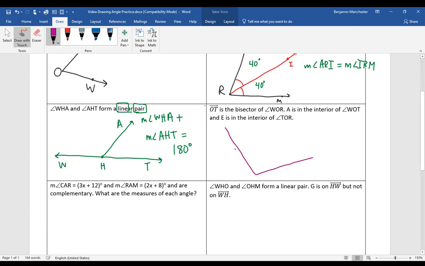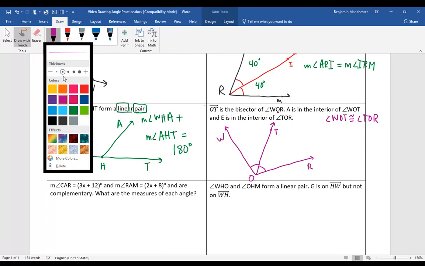So here is angle WOR. O is at the vertex because it's in the middle right there. So here's W, O, and R. So OT starts at O and goes right down the middle of this angle. It's the bisector. So we're going to put T out here. And that means that this angle is the same measure as that angle. Okay, so we have angle WOT is congruent to angle TOR. Okay, it gets bisected, their measures are equal, so the angles are congruent.